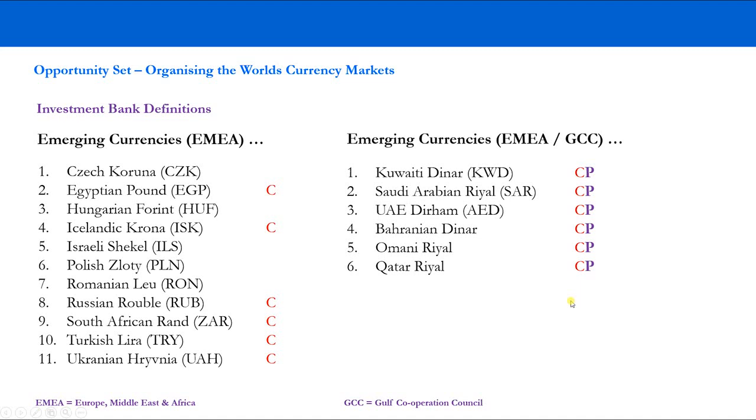The P stands for pegged, and this is a Forex regime. We're going to look more closely at Forex regimes in video number 2. But for now, we just need to know that there's two main Forex regimes. The first one is a floating regime where a country's currency has the ability to float freely against all other currencies in the world. And the second main regime is a fixed or pegged regime where the value of a currency is fixed or pegged to the value of another or to a basket of other currencies.